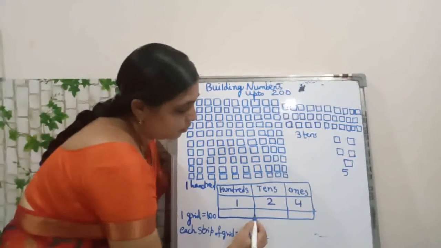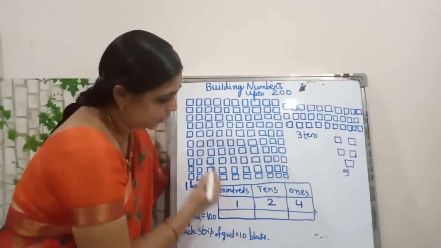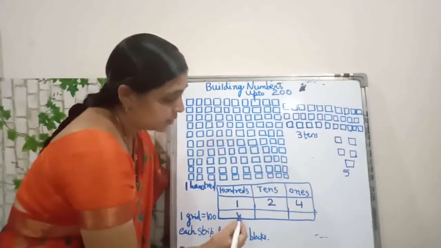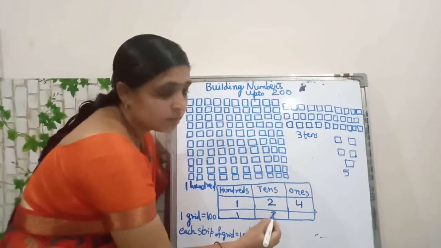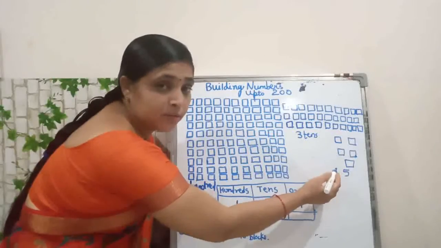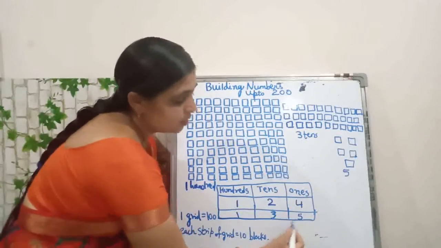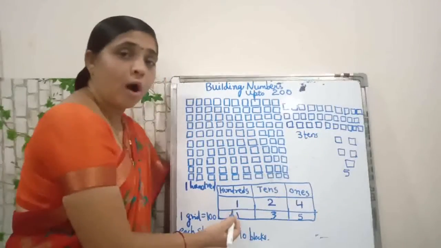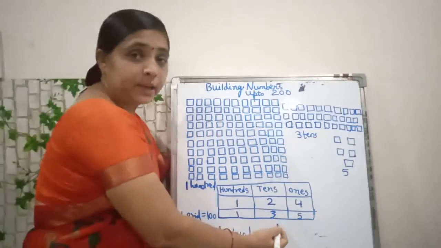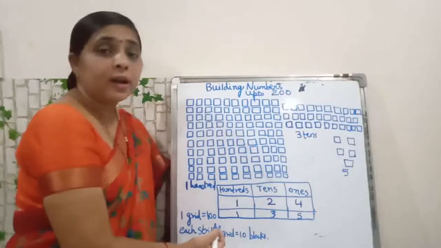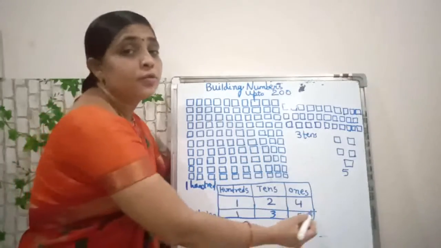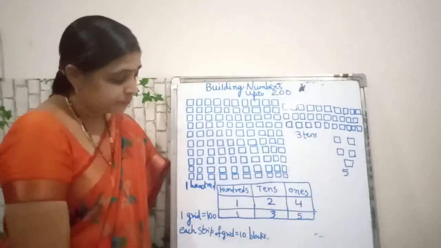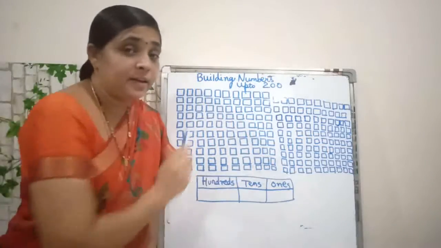Now, in this hundreds place, you can write the same 100. How many tens are there? 3 tens. How many ones are there? 5 ones. So, the number is what? How will you call this number? 135. Understood, children?